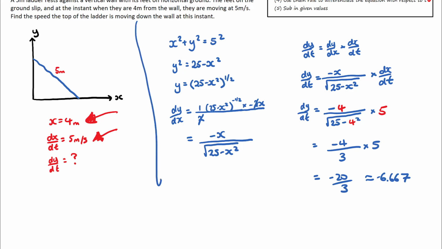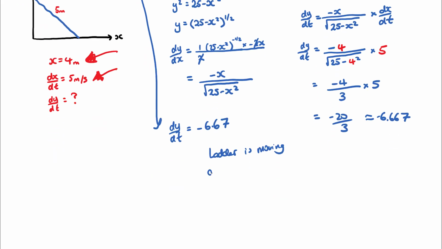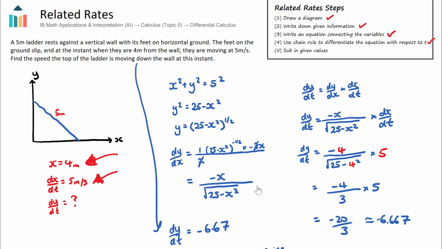The ladder is moving down the wall at a speed, which is our dy/dt. If this is negative 6.67 to 3 significant figures, the ladder is moving down the wall at a speed, and we don't need a negative sign for speed. Speed is positive, so a speed of 6.67 meters per second. We don't need to put the negative sign because we did say it's going down the wall. Okay, so this is our answer to our related rates problem.